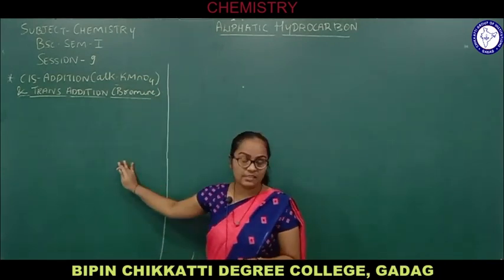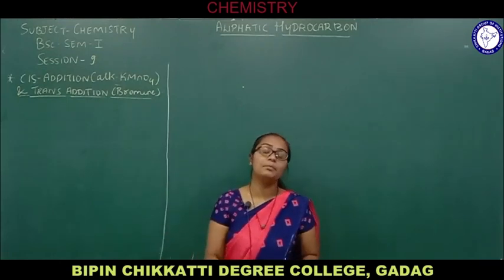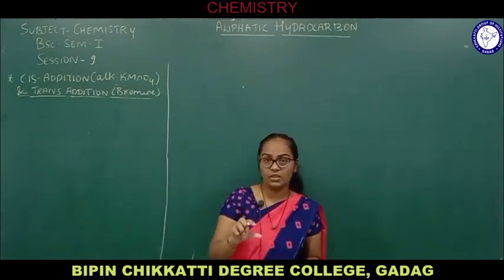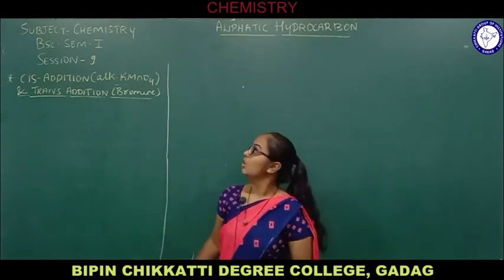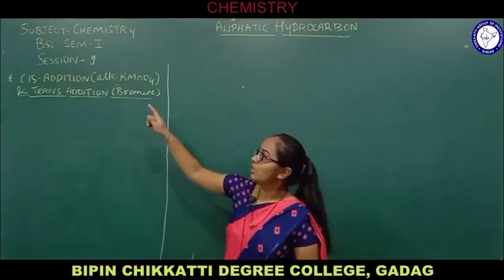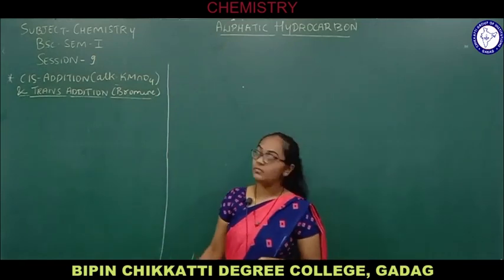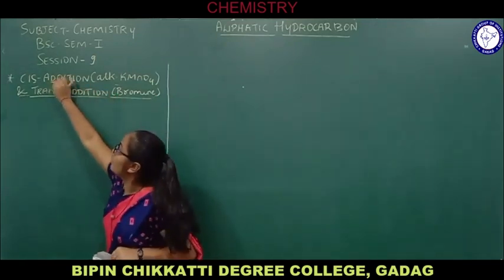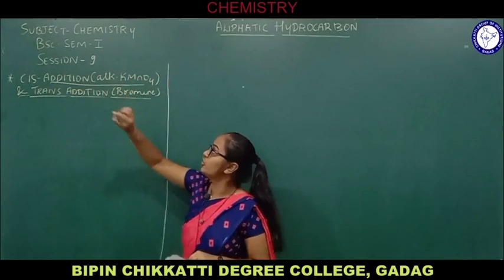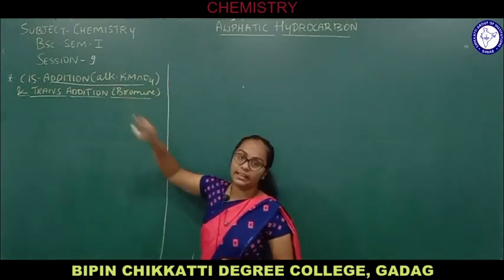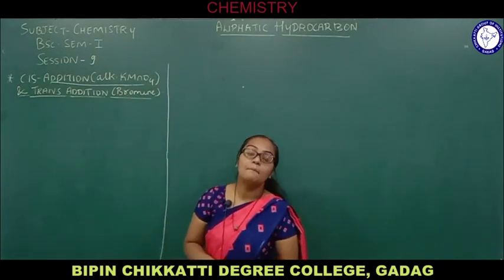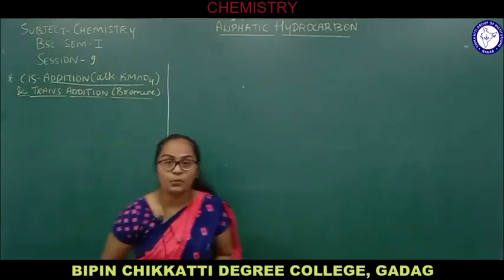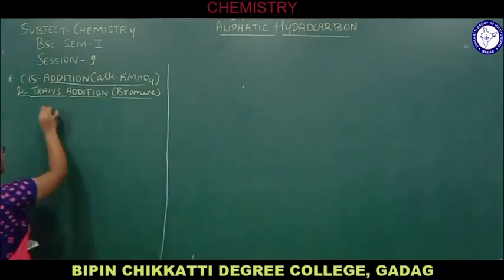Now this concept will be the last concept of the unit alkene. So this will be the last concept for that particular unit. Now in this cis addition, first we are going to focus on the first one, cis addition by utilizing alkaline potassium permanganate. This reaction basically takes place through a process called oxidation.